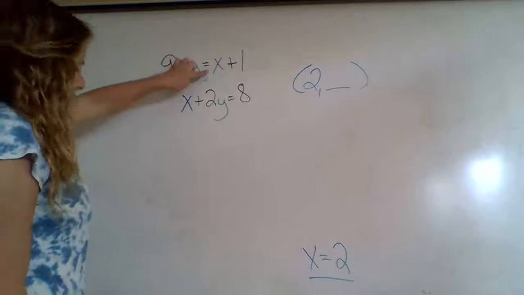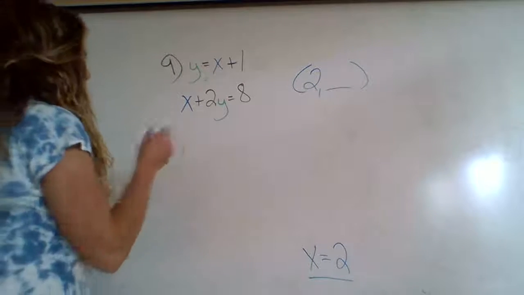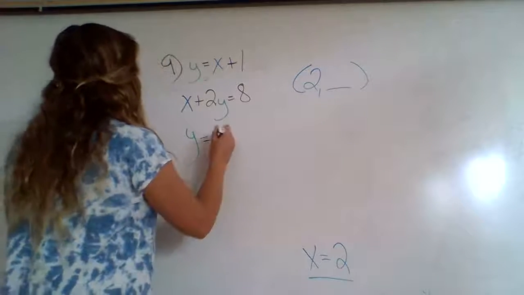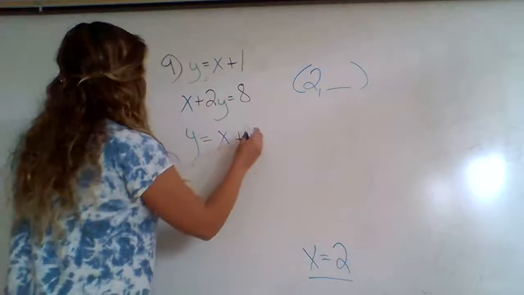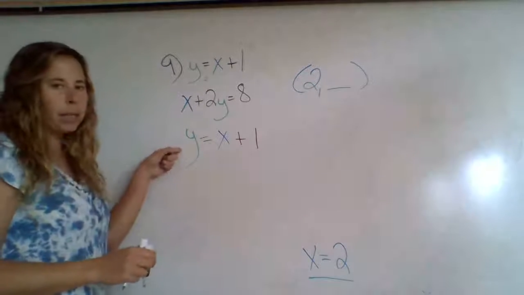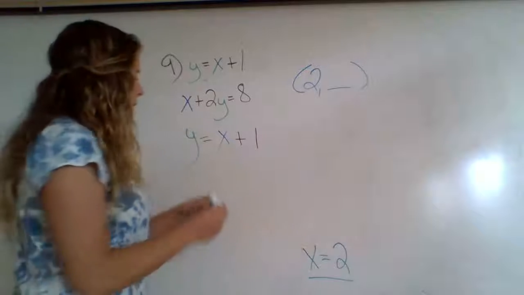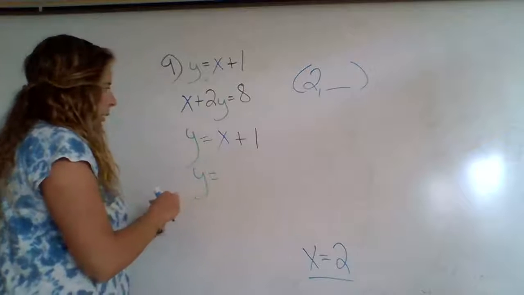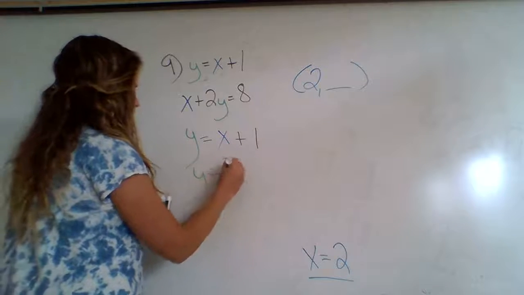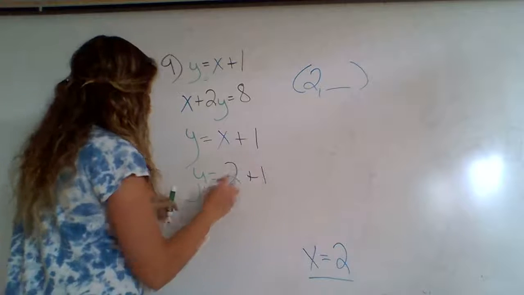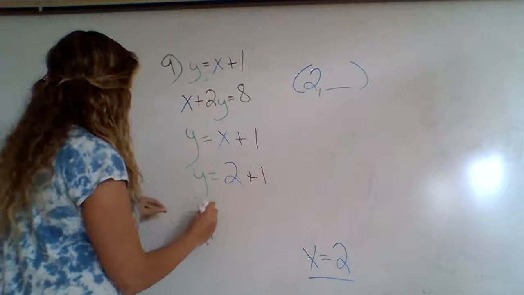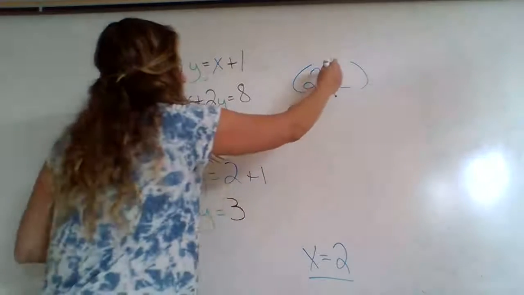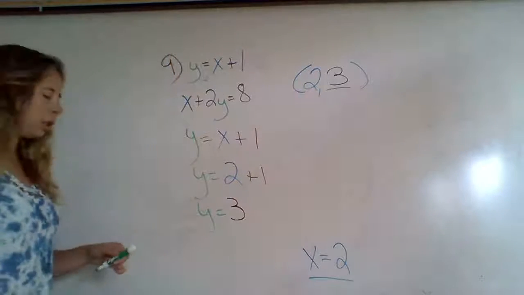I think this one's going to be easier, so I'm going to use the top. I'll rewrite it: y equals x plus 1. Now I'm going to substitute 2 in for x. Y equals 2 plus 1, which is 3. So that is your answer: 2, 3.